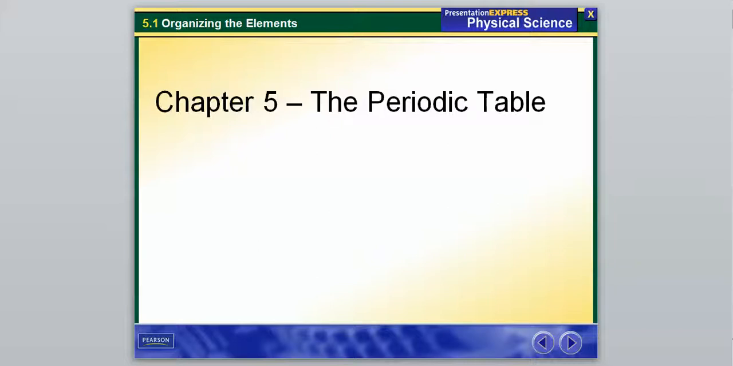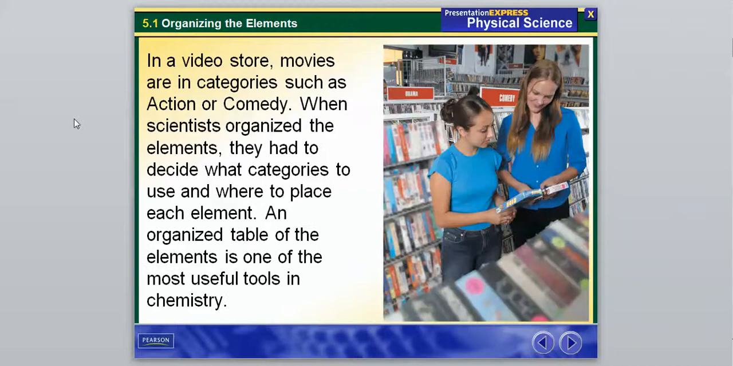Again, it just looks like a big complicated chart, but there is a very specific reason why it's organized the way it is. And to start, our first section is titled Organizing the Elements. And of course, we always start with our little comparison here. It says, in a video store, movies are in categories such as action or comedy. When scientists organized the elements, they had to decide what categories to use and where to place each element. An organized table of the elements is one of the most useful tools in chemistry.